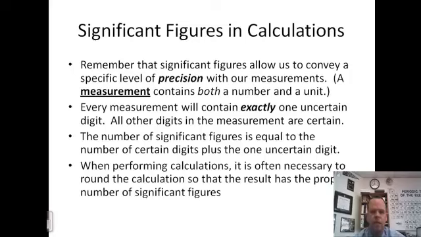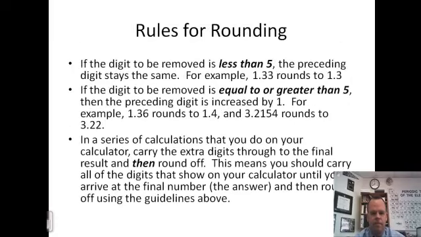Remember, all measurements contain both a number and a unit, and the level of precision of that measurement is determined based on all the digits we know plus the one that we estimated. Every measurement we work with contains exactly one uncertain digit, and we need to keep track of where that uncertain digit is and not turn something very imprecise into something precise simply by doing a calculation in our calculator. The number of significant figures is equal to all the certain digits plus one uncertain digit, and we will round to make sure that there are the proper number of significant figures in each of our calculation answers.